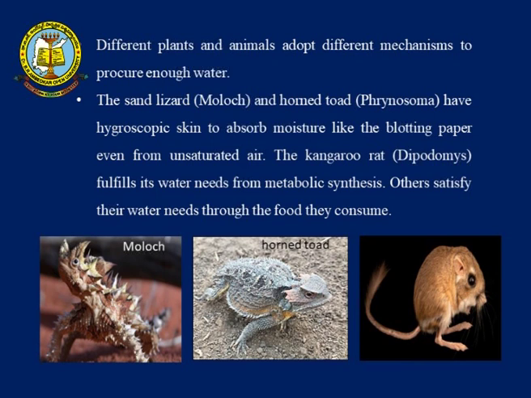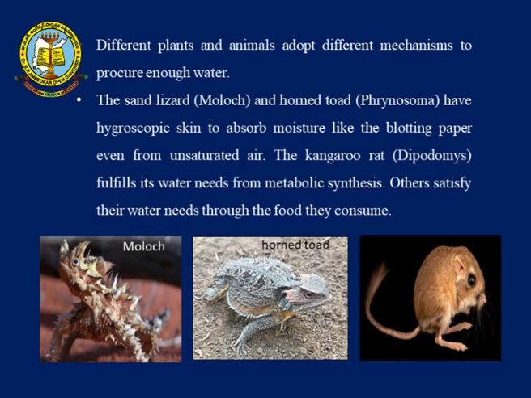For example, the sand lizard, that is Moloch, which you can see over here, and the horned toad have hygroscopic skin to absorb moisture like blotting paper, even from unsaturated air. Hygroscopic means they are able to absorb whatever limited water is present in the atmosphere into their skin, and that is the reason why they have this rough skin. This rough skin does not allow the water to escape from the body. So, that is how they are able to conserve it.